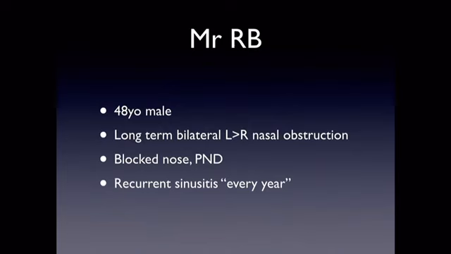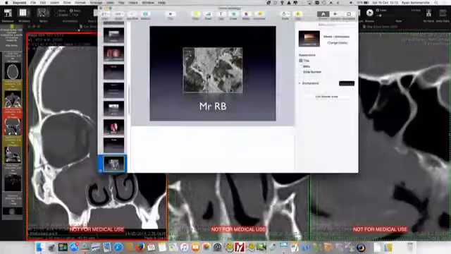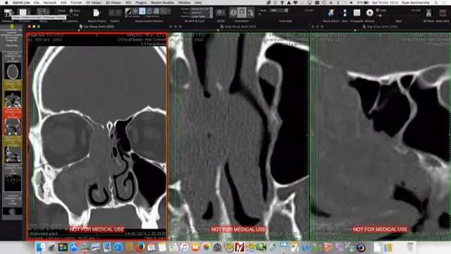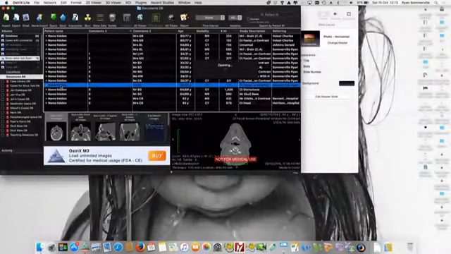So I treated him with our maximum medical treatment, got good resolution of symptoms on the right, residual symptoms on the left. That should have been a sign for me to know that there was something funny going on, but I didn't get it.